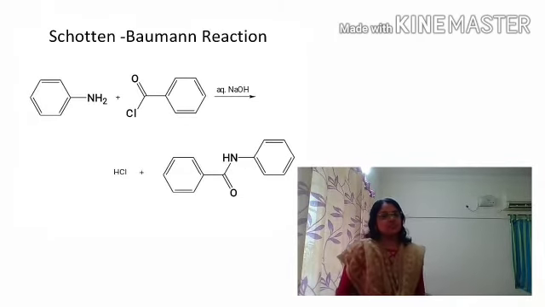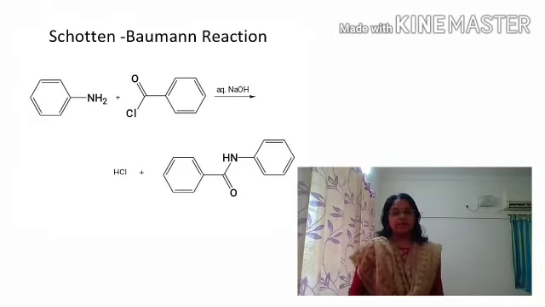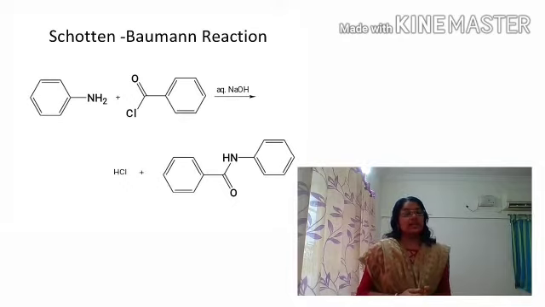So let us discuss what will happen when an aromatic amine, that is aniline, undergoes acylation. For an aromatic amine to get acylated, we need a basic medium. So an aromatic amine or aniline also undergoes acylation in the presence of a basic medium to give a benzoylated or acylated product. That reaction is termed the Schotten-Baumann reaction.